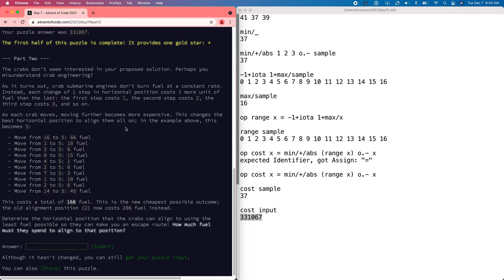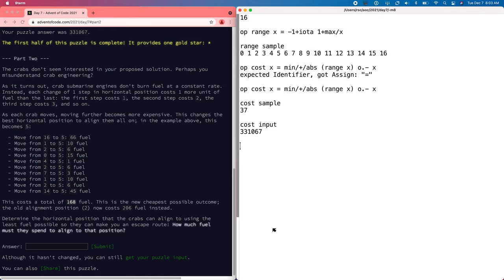On to part two. Now in part two, it turns out that crab submarine engines burn fuel at an increasing rate, so that the overall amount of fuel scales quadratically in the distance traveled. They do 1 in the first step, 2 in the next step, 3 in the next step, and so on. So we can write that as a simple sum. Scale 1, scale 2, but that doesn't really apply nicely to a vector.